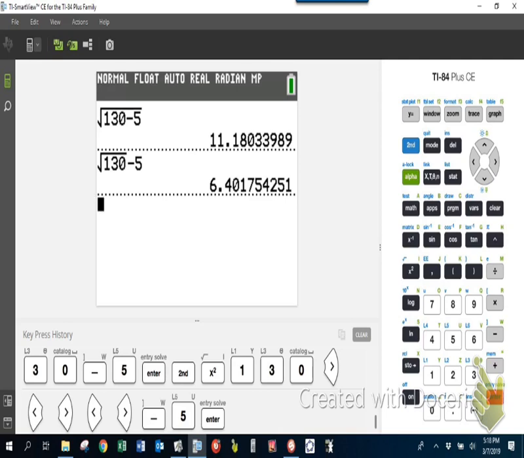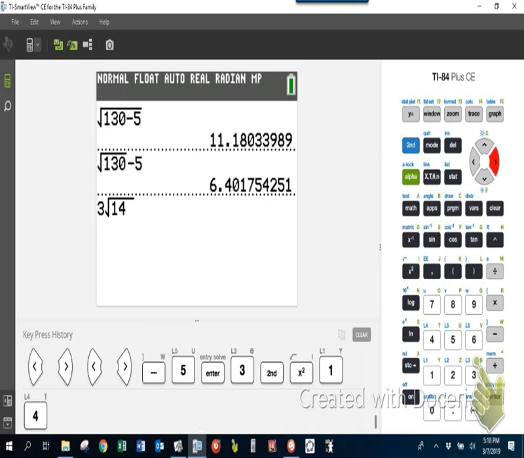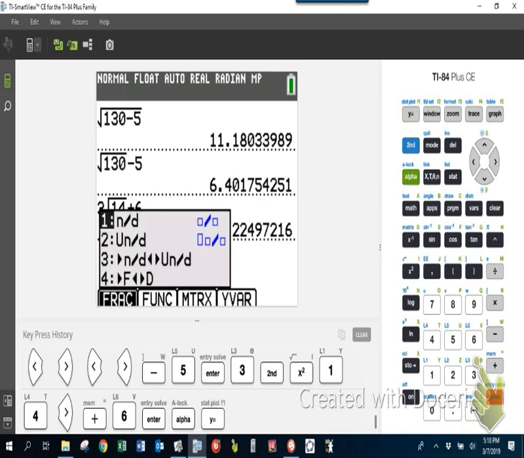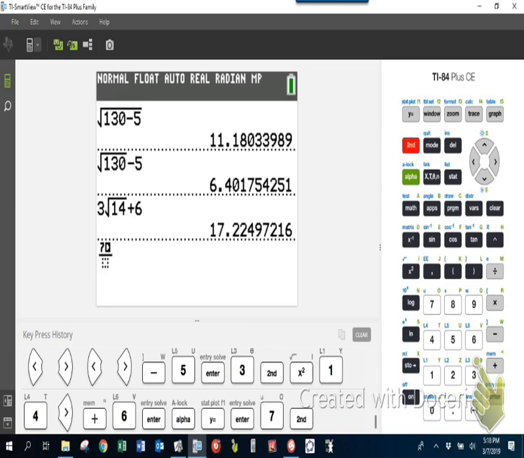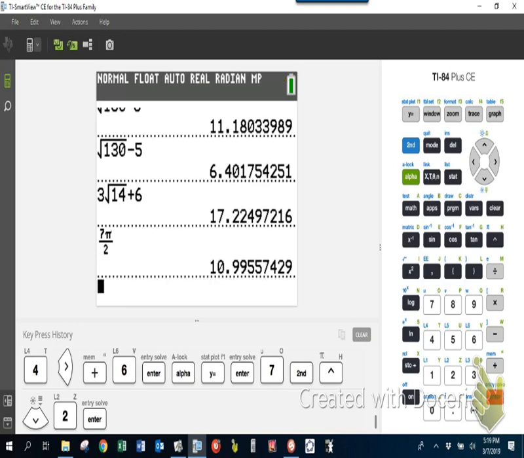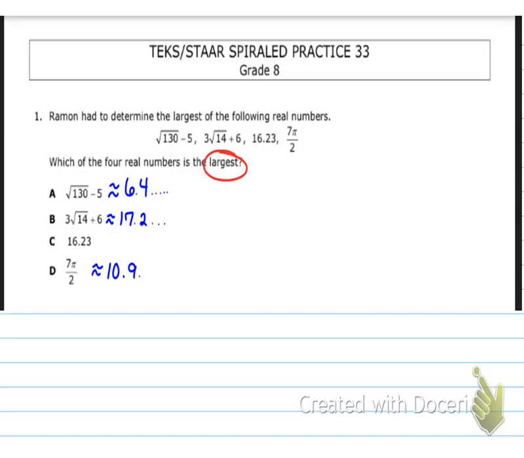So if I check the next one, it's 3 square root of 14. Stop it, and then plus 6. So I get 17.2. And then 16.23 is already a decimal, and then here is the last one. We want to do 7 pi. Now if you were to use 3.14, it probably would be fine, but since I have the pi symbol, I'm going to use the pi symbol. 7 pi over 2, and I get 10.99. I guess I could use 11, but it doesn't really matter.